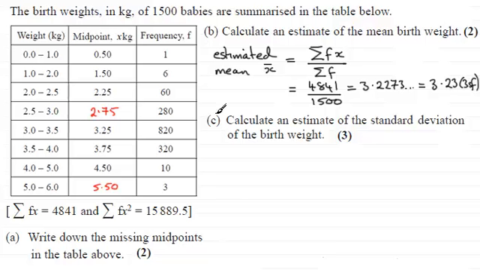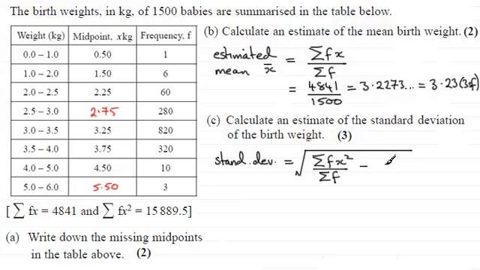Okay. Now in part C we've now got to calculate an estimate of the standard deviation of the birth weight. And if you're going to work out the standard deviation, I'll just abbreviate it to standard dev, okay? Then again we should be familiar with this particular formula, that it's going to be the square root of the sum sigma of fx squared, and that's divided by the total frequency sigma f, and we subtract the mean squared.